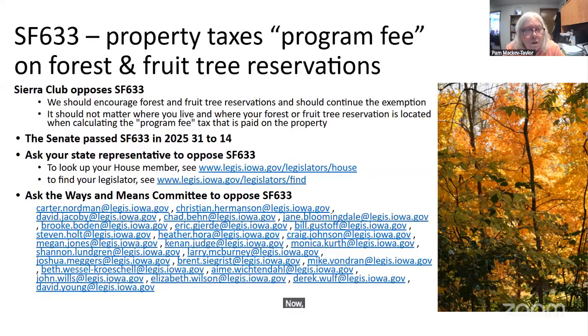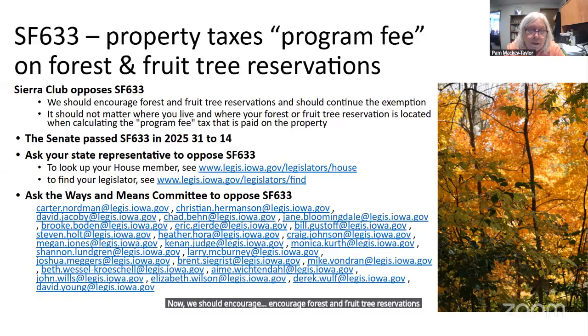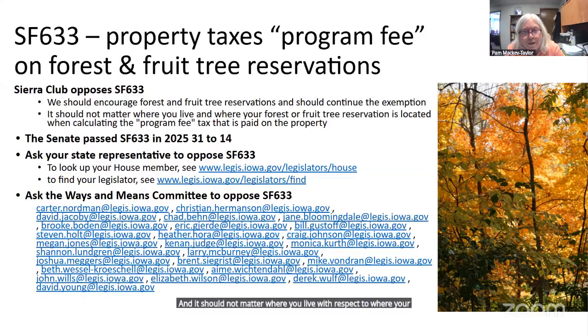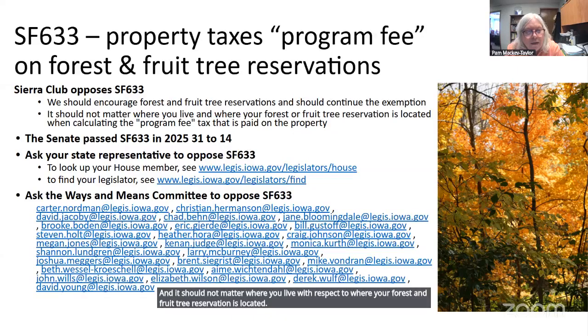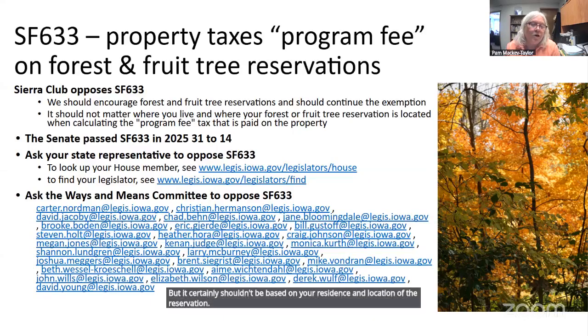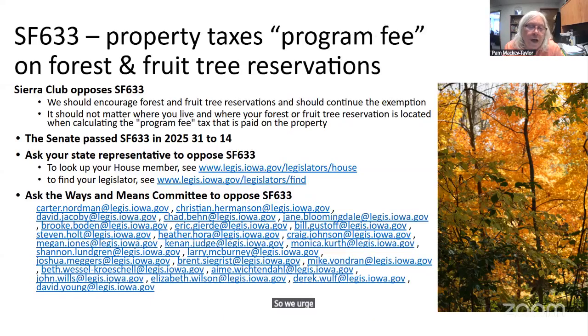Now, we should encourage forest and fruit tree reservations and continue the exemption. And it should not matter where you live with respect to where your forest and fruit tree reservation is located when calculating the program fee that is paid on the property. We oppose paying the fee, but it certainly shouldn't be based on your residence and the location of the reservation. So we urge a no vote on SF 633. And with that, I'll entertain questions.